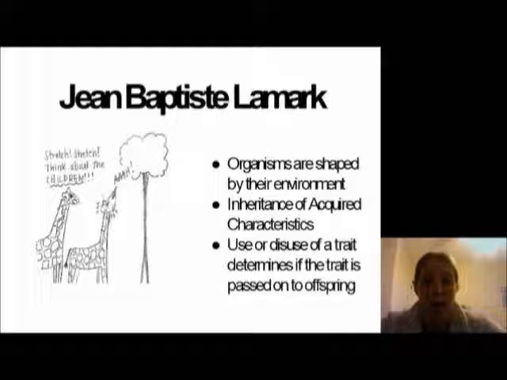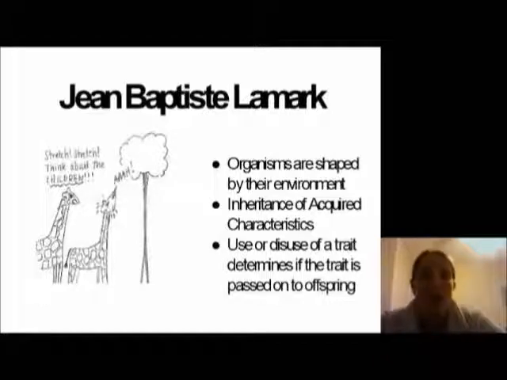Before Charles Darwin came up with the theory of evolution, there were ideas already out there about how organisms may have changed over time. One of the scientists who had a theory about this was Jean-Baptiste Lamarck. Lamarck said that organisms were shaped by their environment. However, he thought that it was the use or disuse of a trait that determined whether or not it was passed on to an offspring, and whether or not that trait increased in a population or disappeared over time.